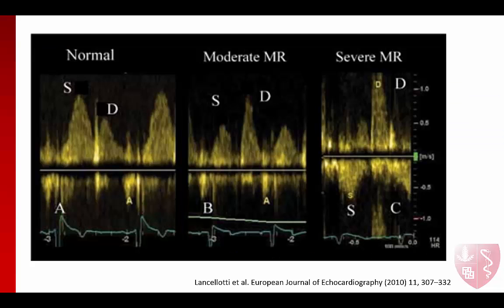These images show different pulmonary venous flow patterns for varying degrees of MR. On the left, we see the normal systolic dominant pattern and an A reversal wave. The middle panel shows systolic blunting in moderate MR. The right panel shows systolic reversal characteristic of severe MR.